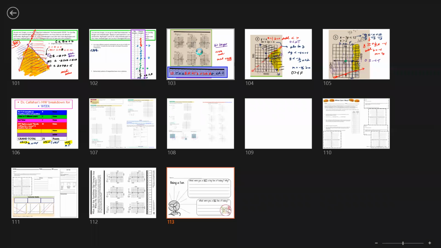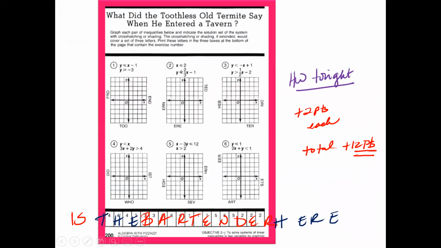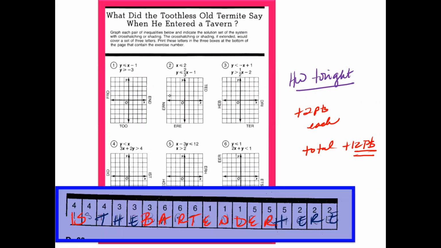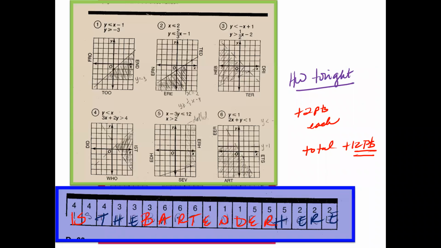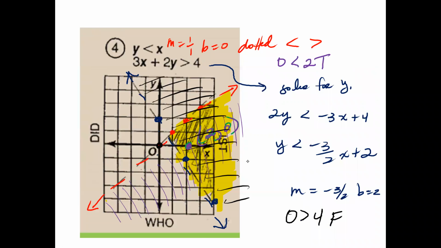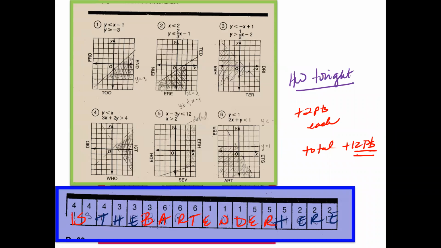And if you are ready to check, your answer should be, is the bartender here? And your answer should look something like this. So make sure you shaded your question similar to how I shaded my question, and the two areas are overlapped.